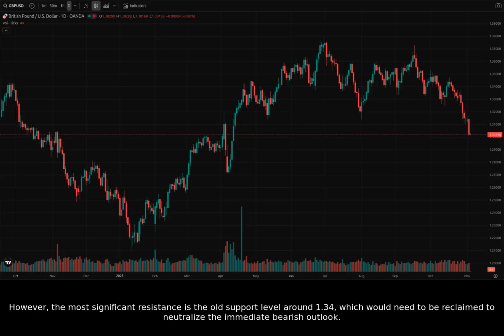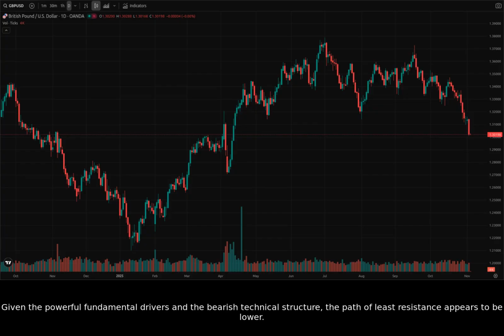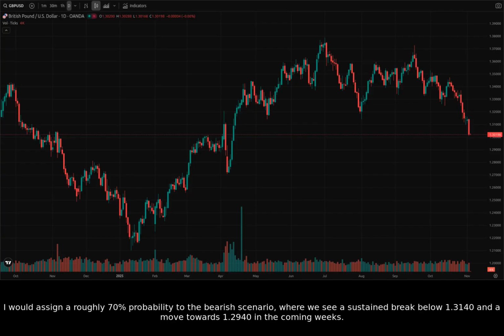However, the most significant resistance is the old support level around 1.34, which would need to be reclaimed to neutralize the immediate bearish outlook. Given the powerful fundamental drivers and the bearish technical structure, the path of least resistance appears to be lower. I would assign a roughly 70% probability to the bearish scenario, where we see a sustained break below 1.3140 and a move towards 1.2940 in the coming weeks.